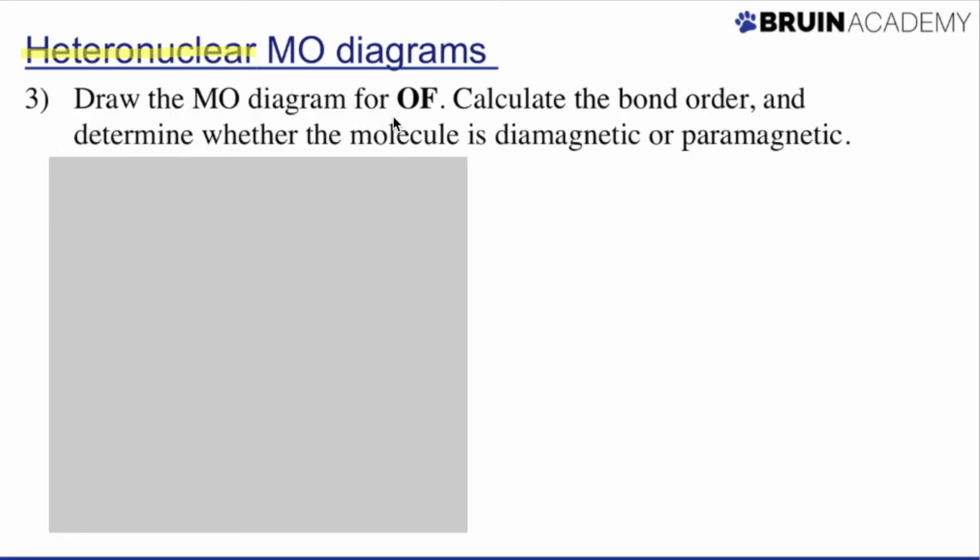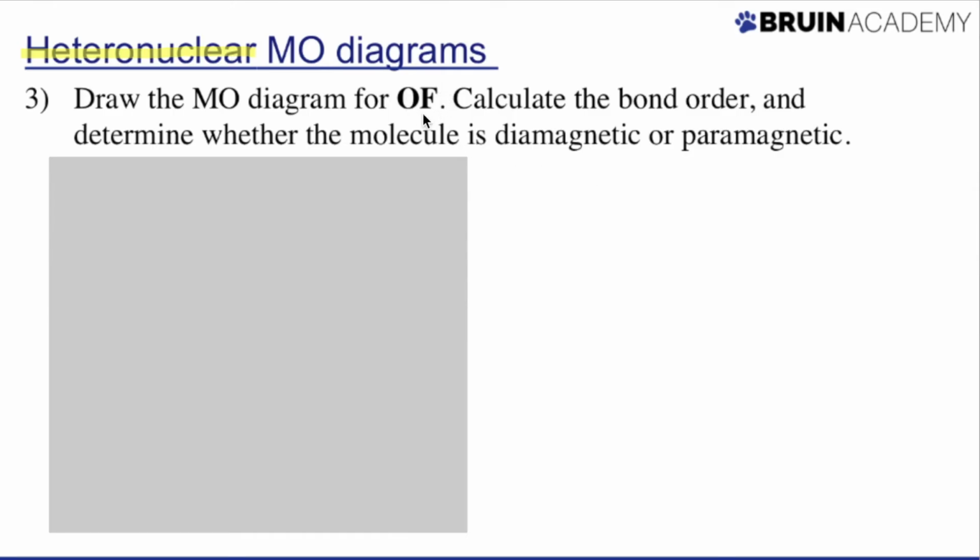All right, and finally, an example of a heteronuclear MO diagram, meaning 2 different elements bonded together. Draw the MO diagram of OF, calculate the bond order, and determine whether the molecule is diamagnetic or paramagnetic. So here's the slightly tricky thing about heteronuclear.